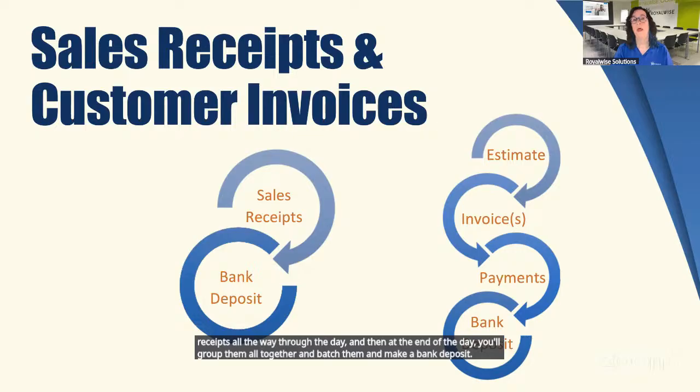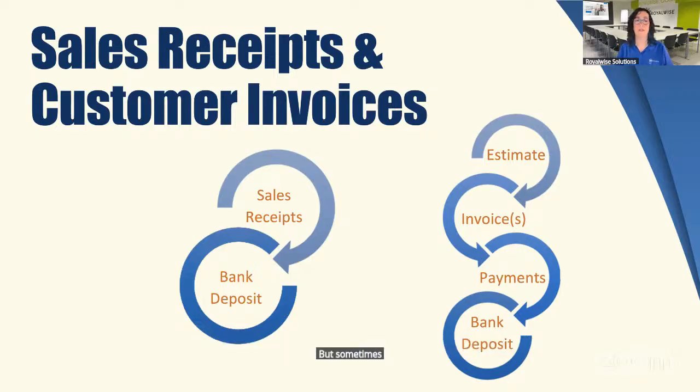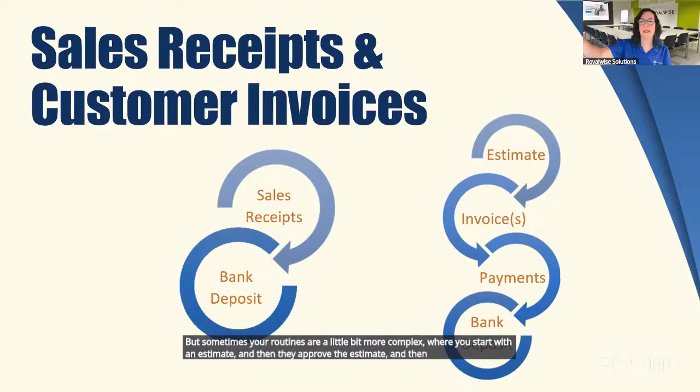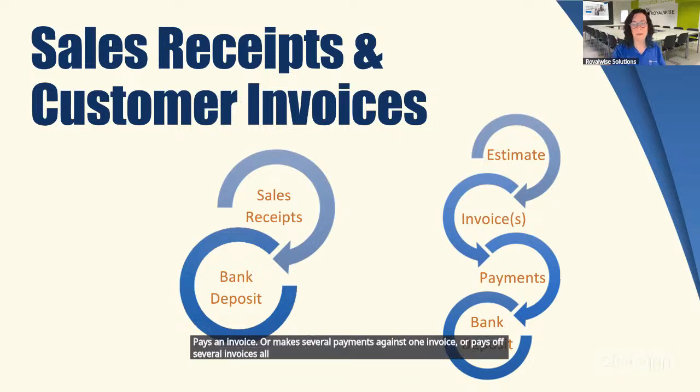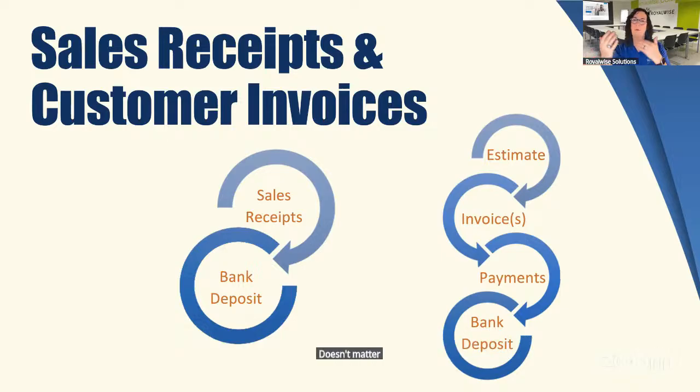And then at the end of the day, you'll group them all together, batch them, and make a bank deposit. But sometimes your routines are a little bit more complex, where you start with an estimate and they approve the estimate, and then you turn that estimate into one or more invoices. The customer either pays an invoice, makes several payments against one invoice, or pays off several invoices all with one payment. Doesn't matter. Anytime you have that one-to-many, you can make that happen. And then at the end of the day, you make your bank deposit.